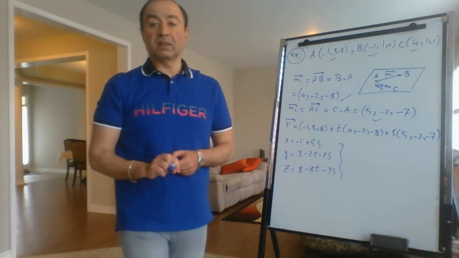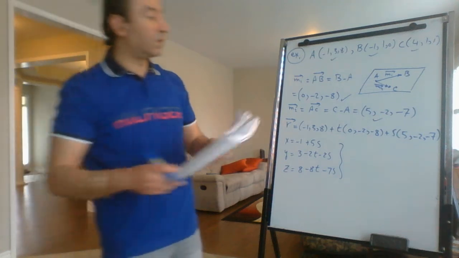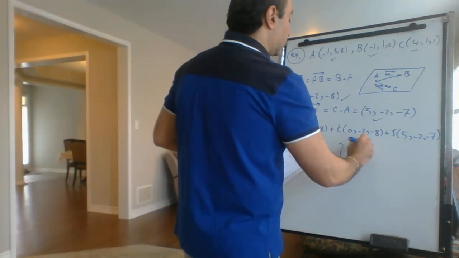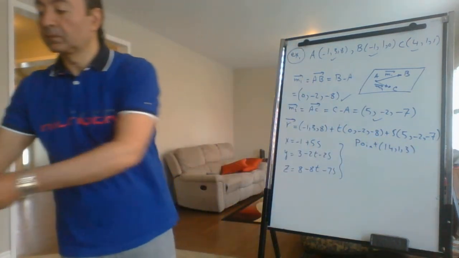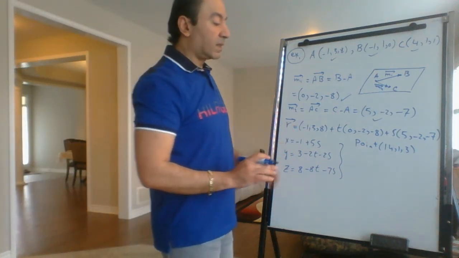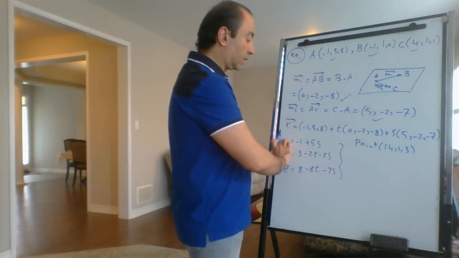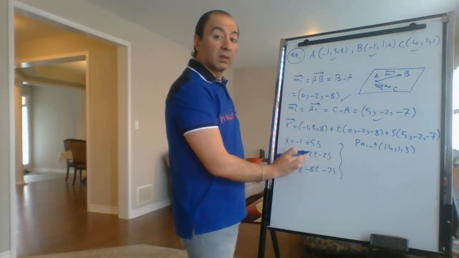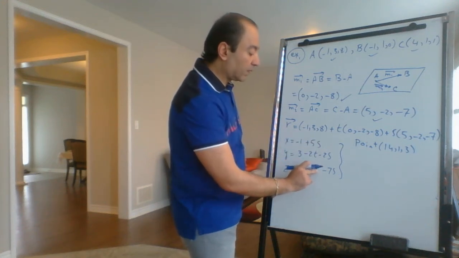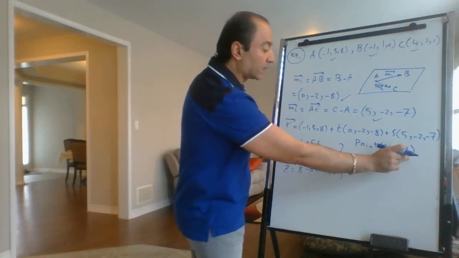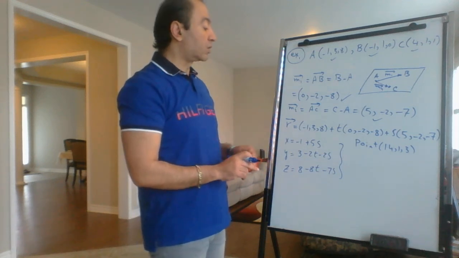Okay, now let us say that we want to check if point 14, 1, and 3 lies on this plane or not. The idea is as follows. We're going to take any 2 coordinates and sub in for x and y and solve for s and t. Right? Then after we solve for s and t, we substitute in the third equation for the values of s and t we get, and see if we get the value of z here. If yes, this point is on the plane. If no, it is not on the plane.